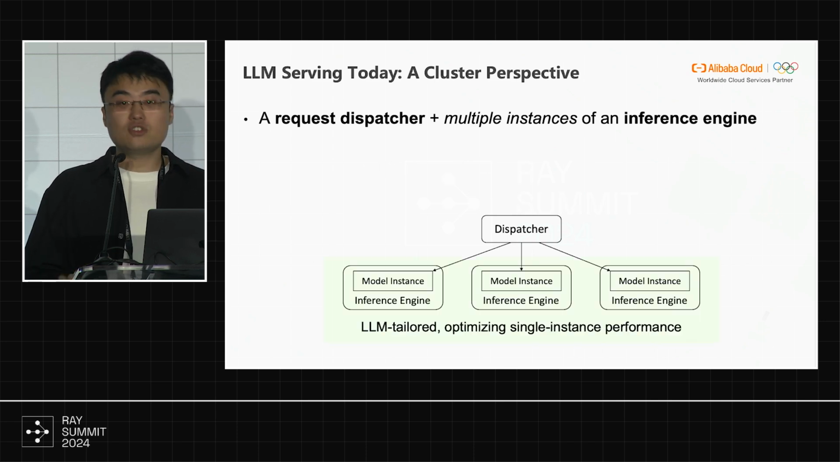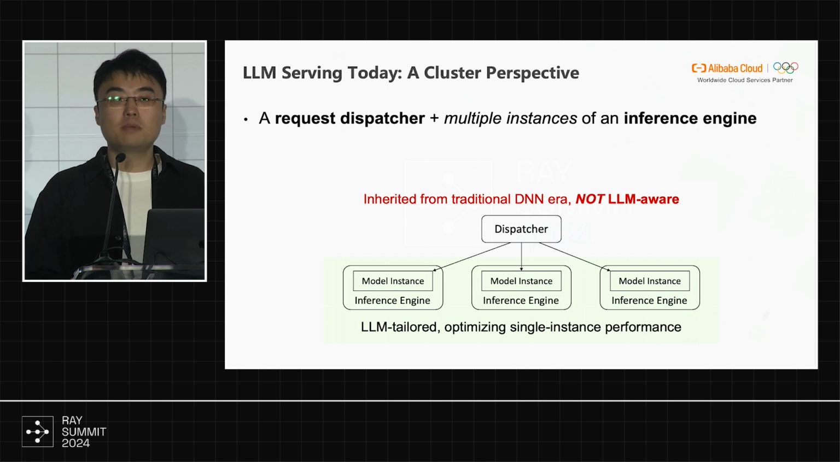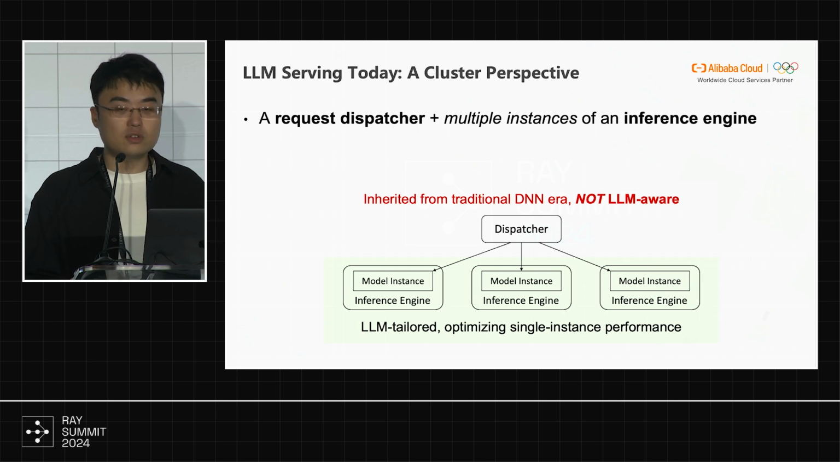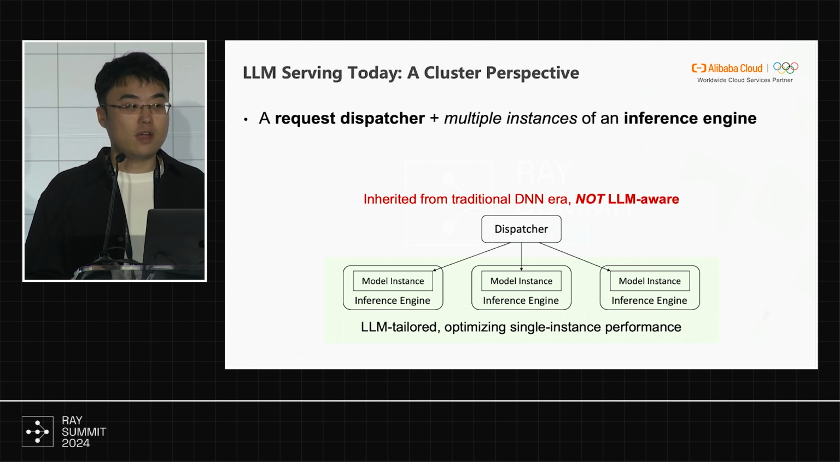For the inference engine layer, we have seen a lot of systems tailored for LLMs like vLLM or SGLang and many other systems. And these systems show superior performance inside a single instance. For the dispatcher, people are still using systems or scheduling policies that are inherited from the era of traditional DNNs, but not designed for LLMs. But the problem is LLMs are different and require new design philosophy for the scheduling layer.